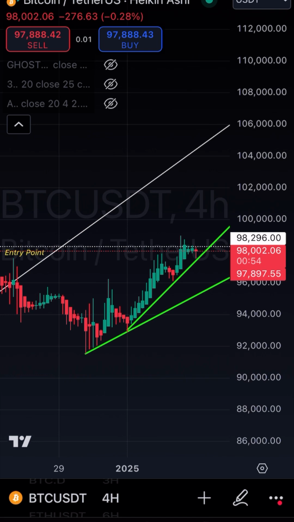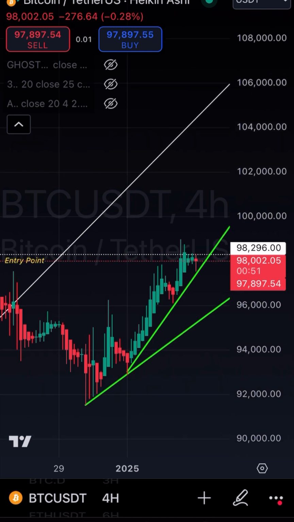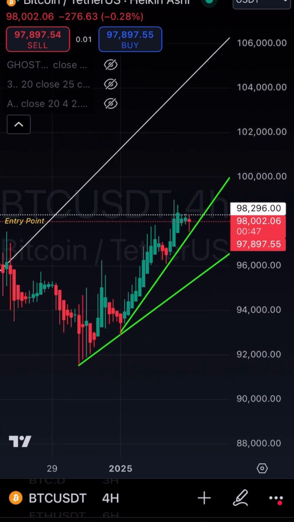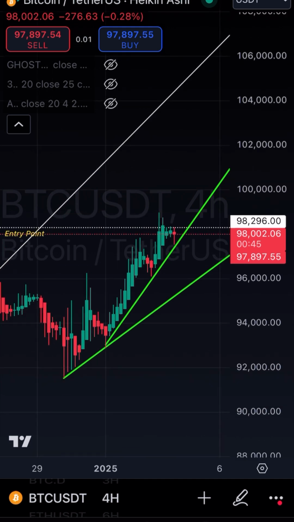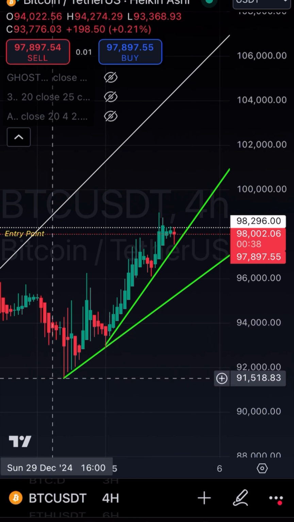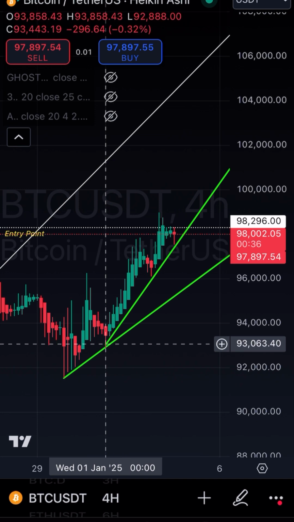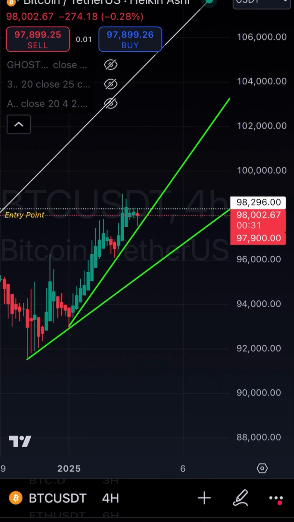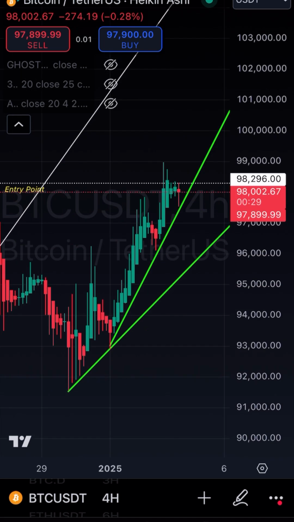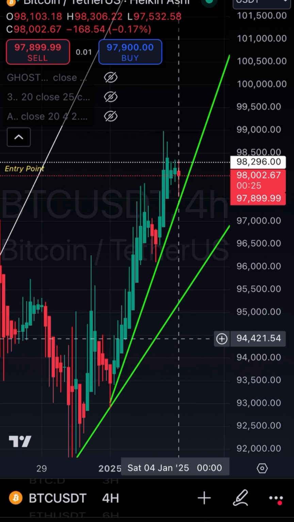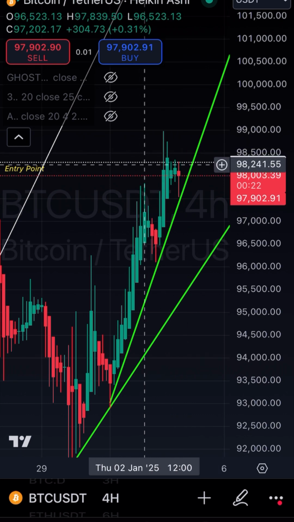This was the first one that I drew, and later on, I started to see another trend line as well. I noticed a touch point right here, and also another touch point right here. So this is where this one came from. I came in a little late with the trade. I came in at this point right here.